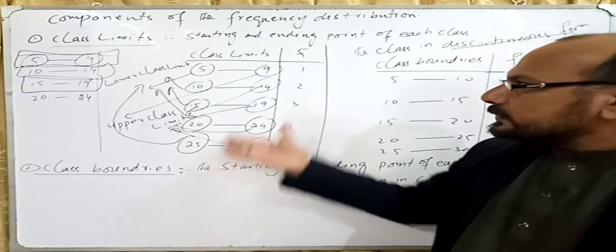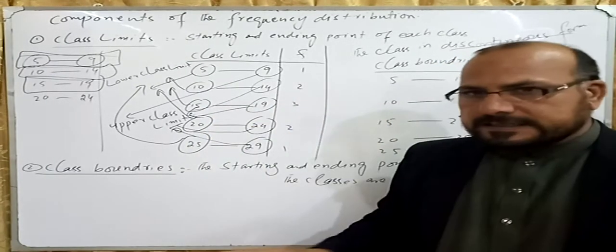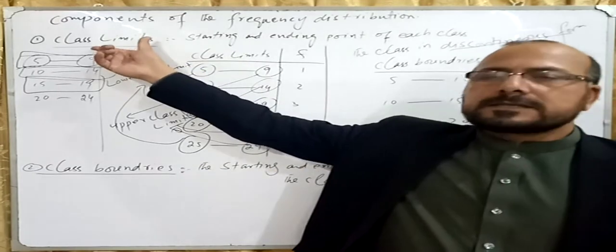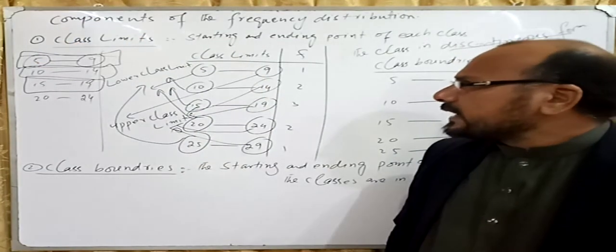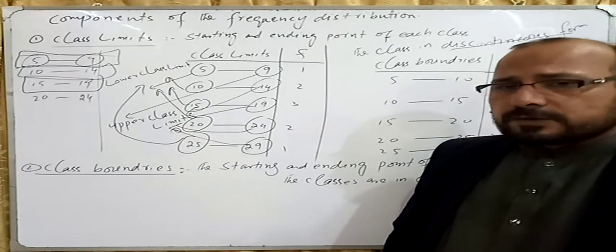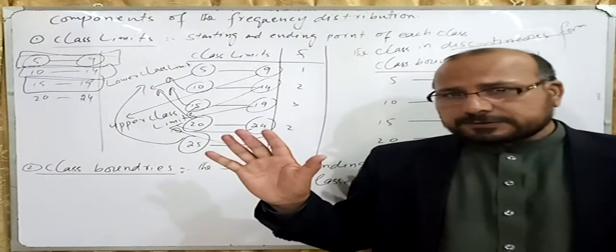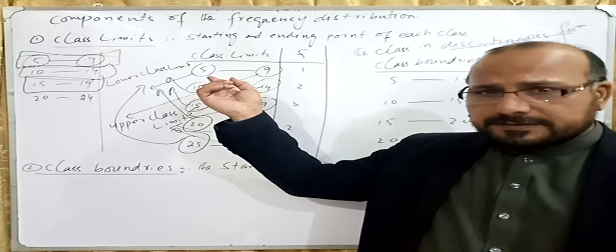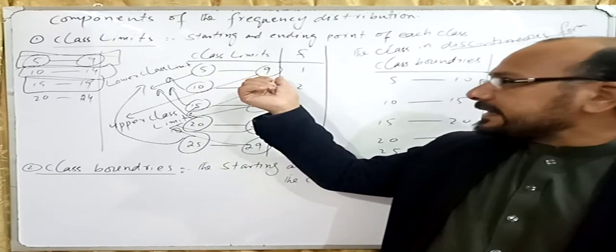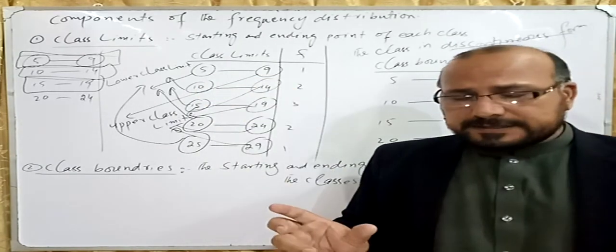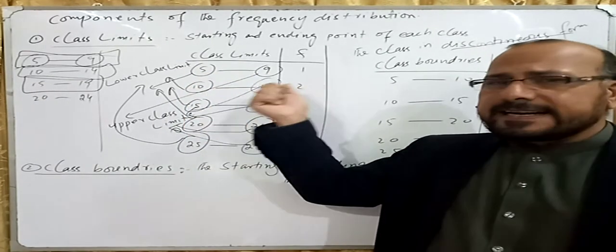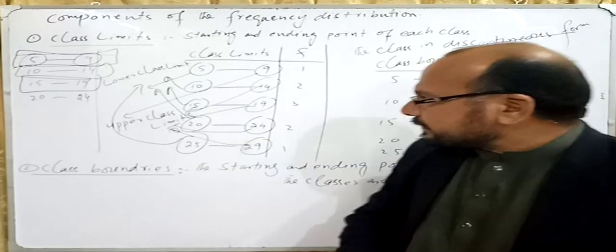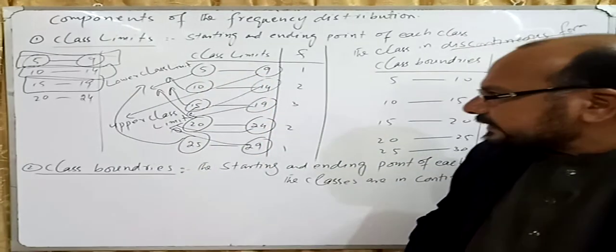So first of all, you need to understand in a frequency distribution, this is the first element of the frequency distribution, that you need to understand what is class limit. So it's very much clear, student. The starting point of each class and the ending point of each class are called class limit. The starting point is called lower class limit. The ending point is called upper class limit. And you will continue it like this.